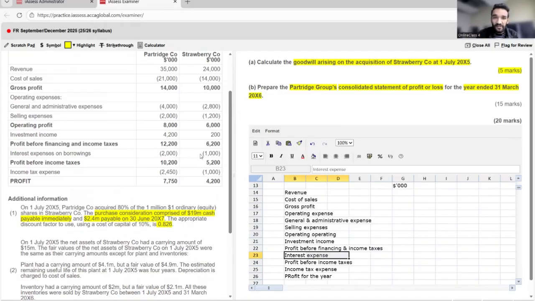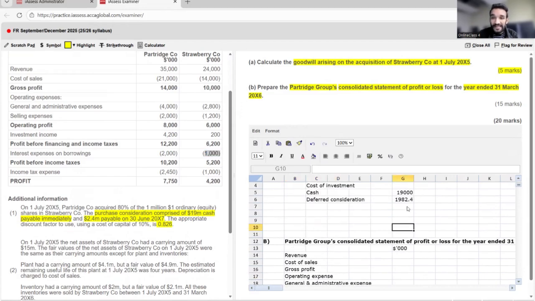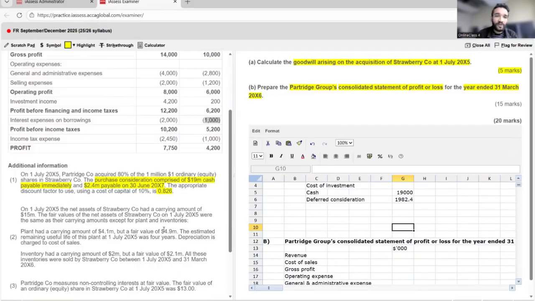This 2000 plus this 1000 into 9 by 12 plus this 1982.4 multiply by 10% into 9 by 12. We'll be doing the working of this as well later.